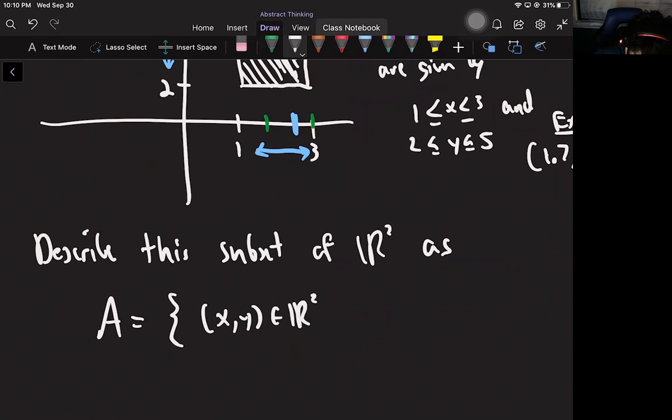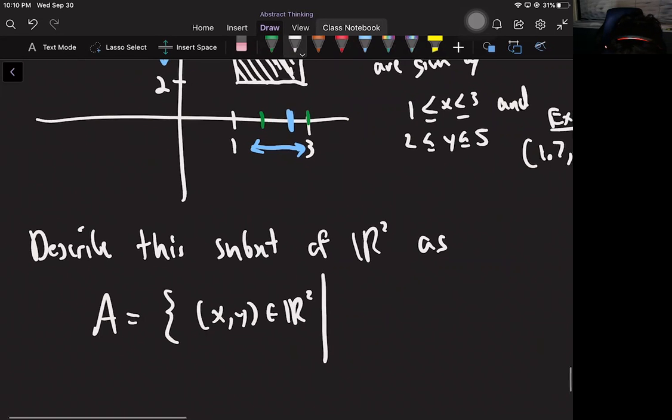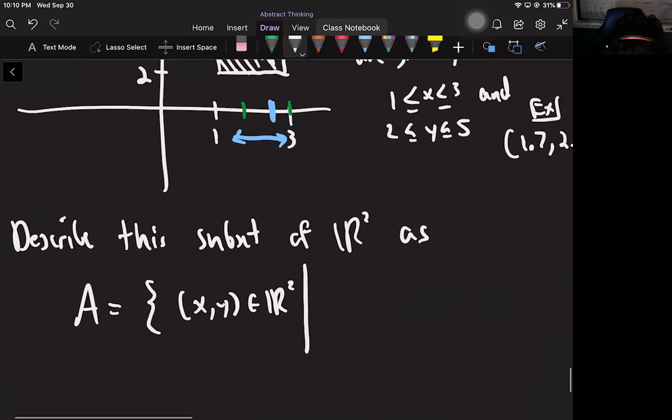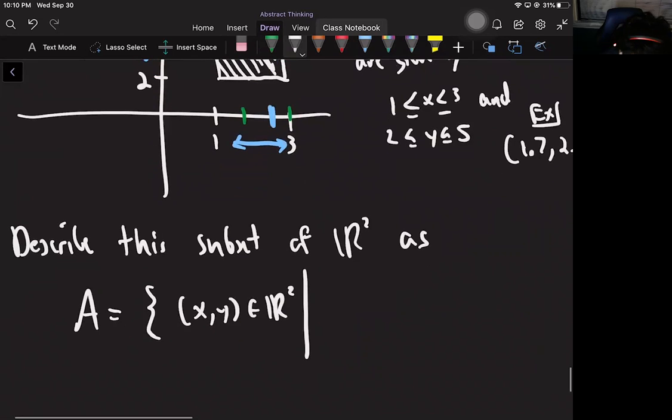Of course, there's many ways to write the same set. So it's the set of points in R2, but not all of them. Otherwise, I would just stop there, and then what would be the point? I would just say R2. So not all of them, but just the ones that do what? The ones where the x-coordinate is trapped between 1 and 3, and the y-coordinate is trapped between 2 and 5.